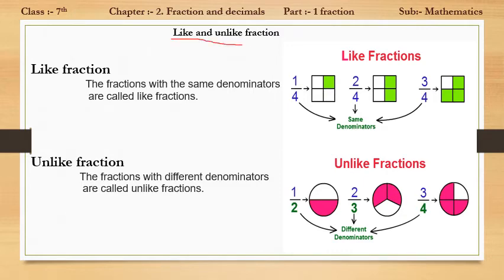Next one is like and unlike fractions. What is the main difference between like and unlike fractions? First is like fractions. Fractions with the same denominator are called like fractions. In like fractions, all the denominators are equal. For example, 1/4, 2/4 and 3/4. In these three fractions, the denominator is 4: 4 in the first fraction, 4 in the second, and 4 in the third. That's why these three fractions are said to be like fractions.